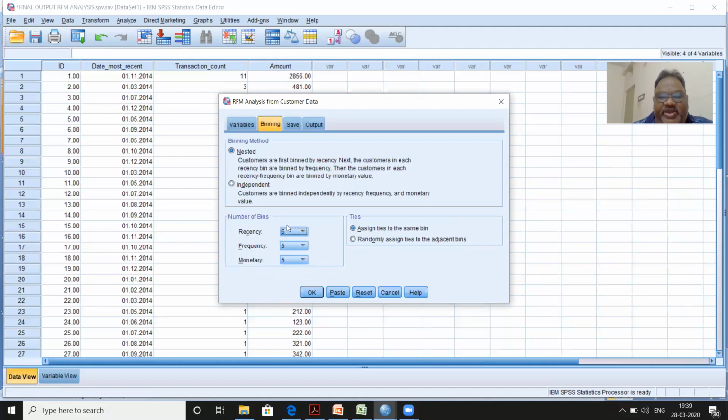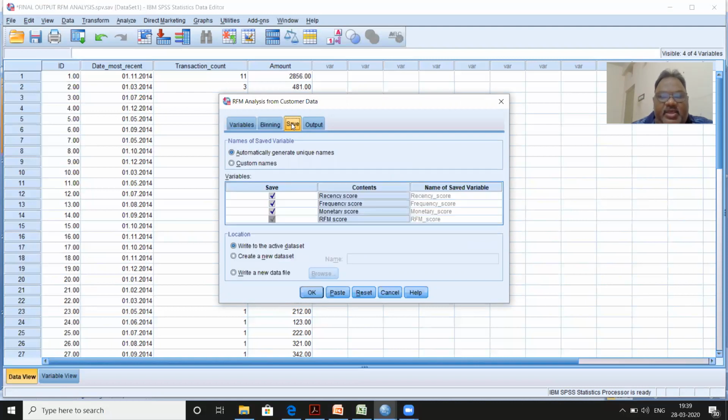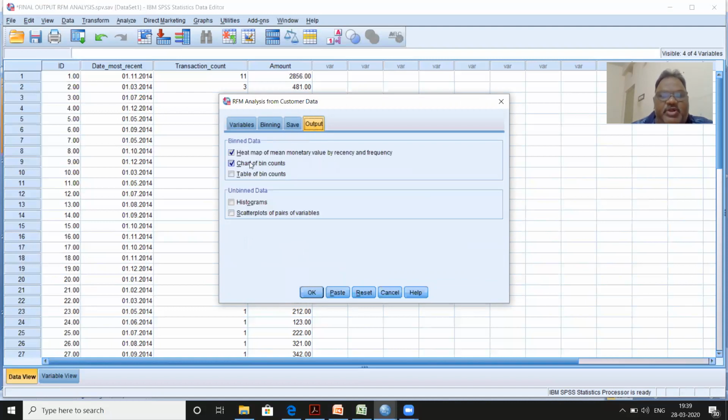So what I'll do is set 5, 5, and 5. Then I want to save the data: the recency score, frequency score, monetary score, and RFM score. Then we don't do anything here. Okay, then go to output. In output, I want the heat map. I already explained the heat map in my PPT. Also the table, bin count, and histogram. I want a scatter plot. This one.